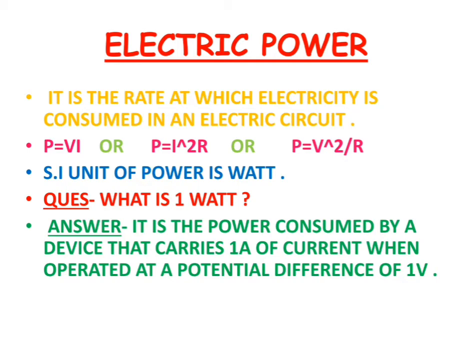In some questions we are given current but not resistance. So in all questions, we are given some information, and according to the information given in the question we use these three formulas.